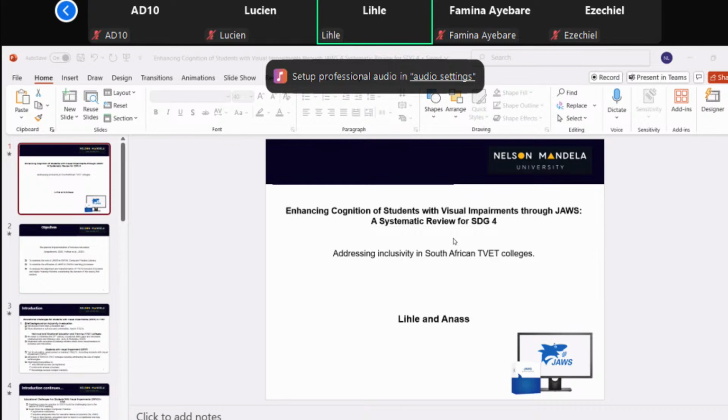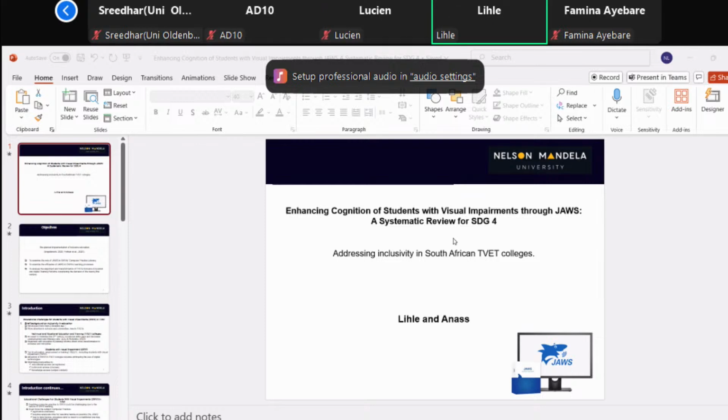All right. As I've been introduced by my supervisor, ladies and gentlemen, my name is Lihle and I am a PhD candidate at the Nelson Mandela University from South Africa. I'm presenting the work that I'm doing under the guidance of my supervisor. Our work has to do with addressing inclusivity in South African TVET colleges via the project Enhancing Cognition of Students with Visual Impairments through JAWS. So it's basically a systematic review.